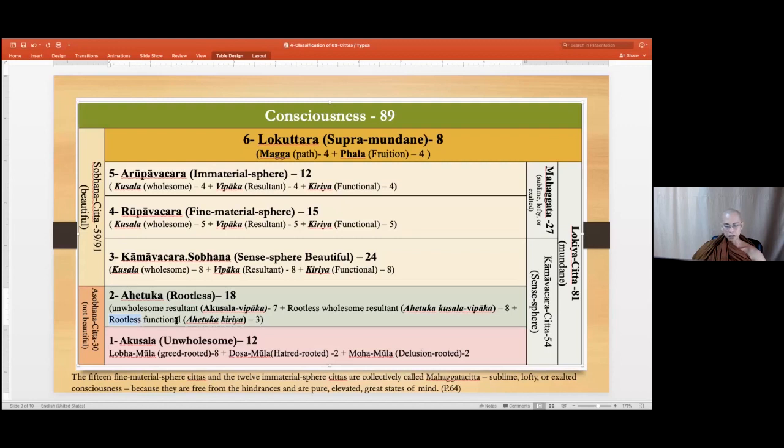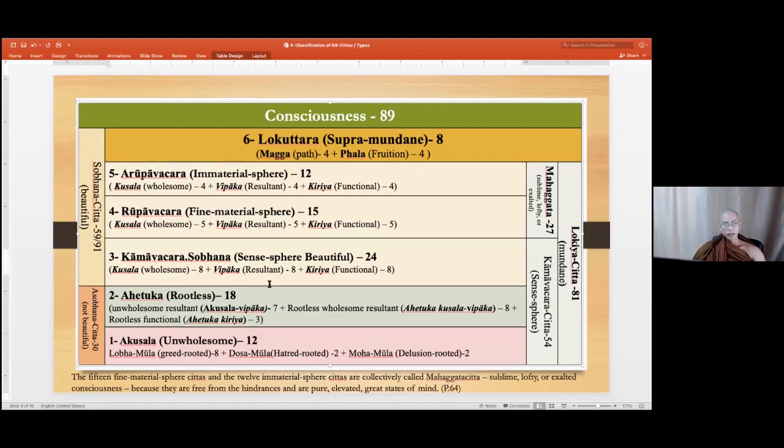That's why rootless functional consciousness in Pali, ahetuka kiriya chitta, are 3 in number. So altogether, we get the 18 ahetuka consciousness. So you don't need to worry about what these are. Because we will take different classes, the akusala consciousness one day and the ahetuka consciousness another day, in this way we will study more. That's why just keep the classification in your mind. It's enough for this lesson.